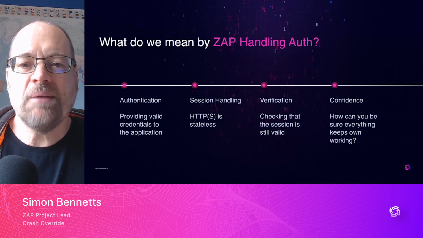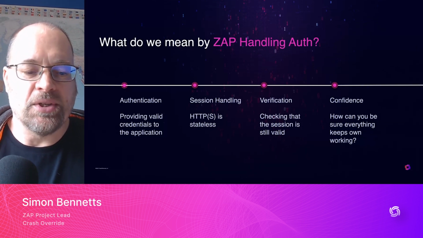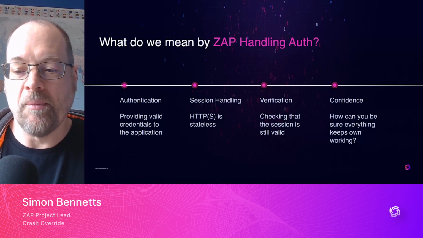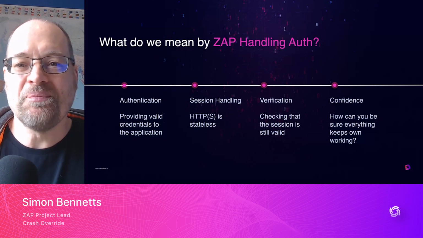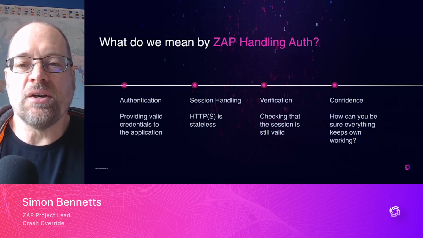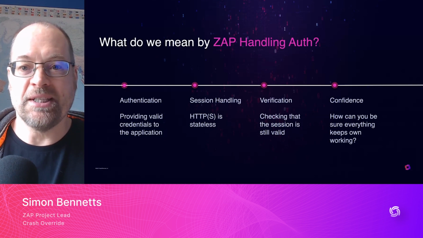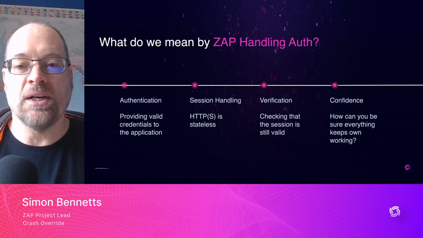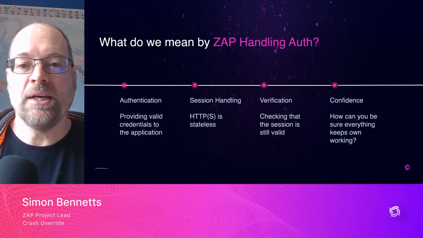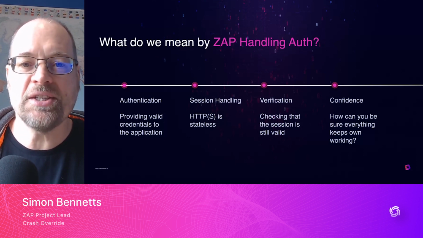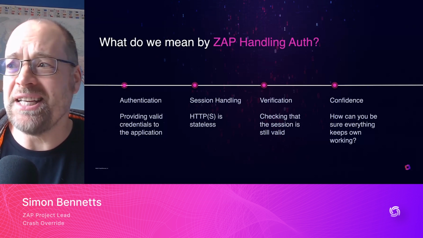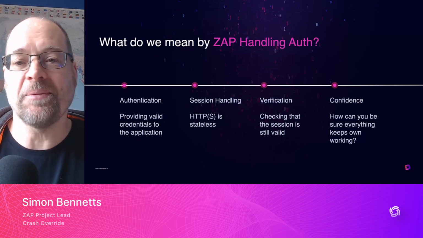And finally, confidence. One of the things that is really important, I think, is making sure that you know that things keep on working. This was brought home to me a few years ago when I worked at Mozilla. I was responsible for automated scanning of Mozilla applications and websites, and I set a scan up for one particular big application, got authenticated, got it all working, everything was fine. And then a few months later, or it might have been a year or two later, it stopped working.